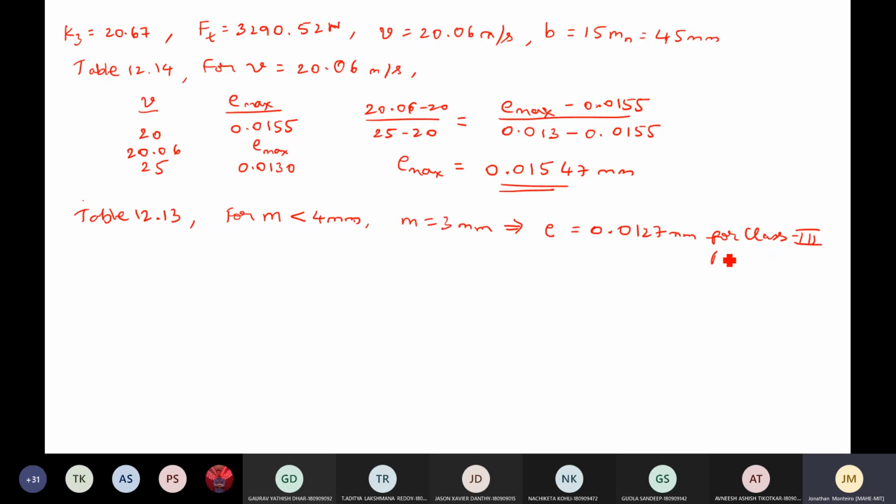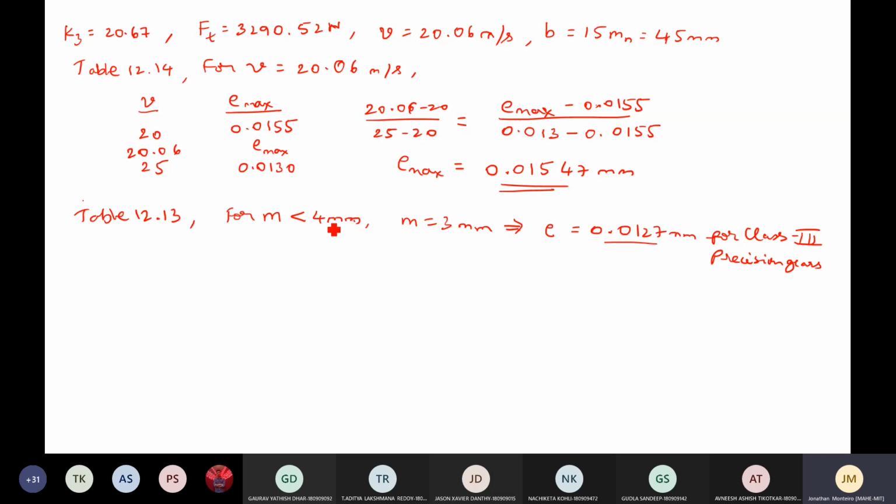What is class 3 gears? Class 3 is precision gears. High precision gears come under the category of class 3. Why are we using this particular type now? Because for this particular module 3 mm we don't have any reference value. So to be on the safer side, we are taking the least possible error value.